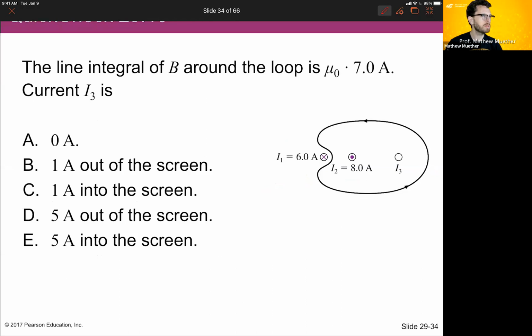What about this one? Can we do a simple analysis of the field integral around this using Ampere's law? So let's remind ourselves what Ampere's law said. It said if I do this path integral of B dotted into ds, that this is just equal to mu naught times the enclosed charge, or sorry, the enclosed current.